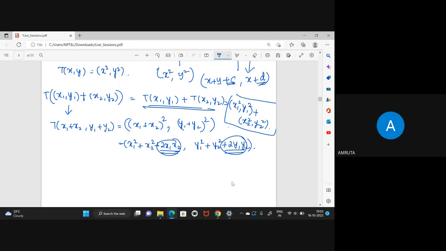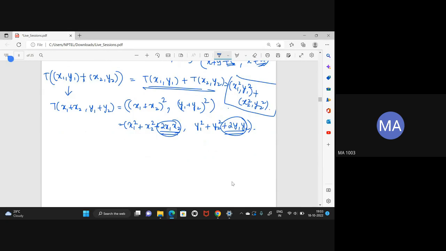But suppose x1 is 0. Then this term will go missing, right? But then you shouldn't check just for certain values. This should be true for all values. So you can pick T of (1,1) plus (2,2) and check what happens. This is not going to be equal to T of (1,1) plus T of (2,2).